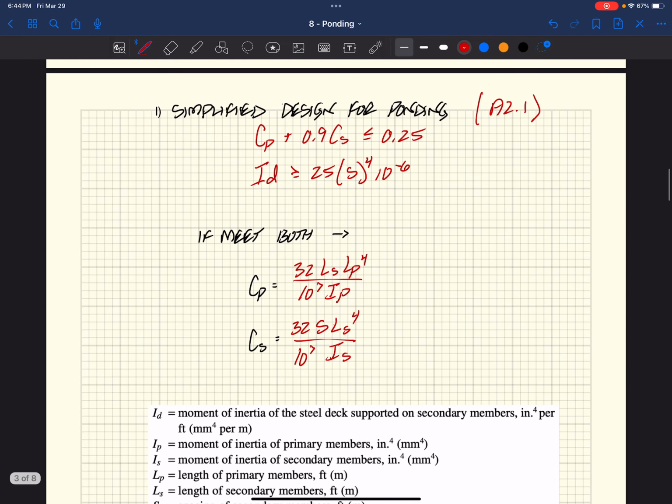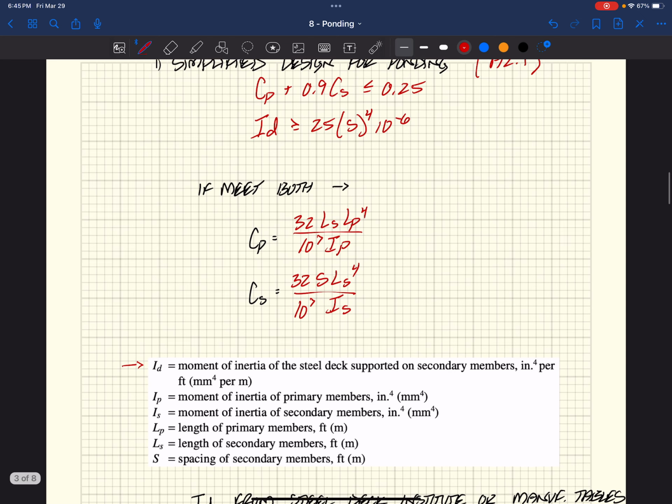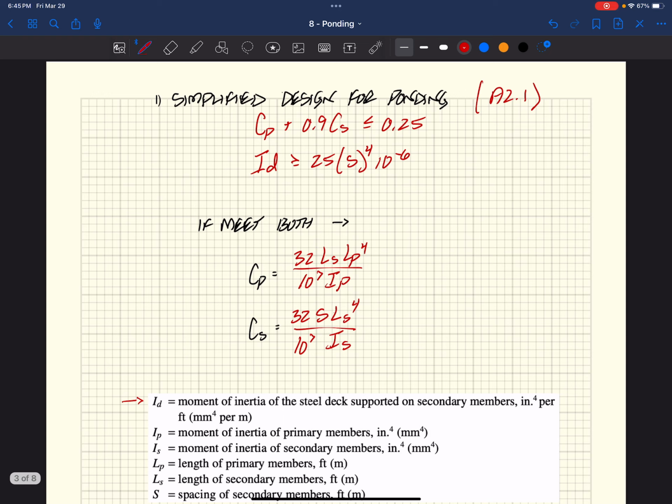So looking at CP and CS, CP plus 0.9 CS has to be less than or equal to 0.25. If that equation holds true, along with ID, the moment of inertia of the steel deck supported on secondary members, which a lot of times comes out to be a metal deck. If the moment of inertia of that deck is greater than or equal to 25 times S to the fourth, that's the spacing of the deck, or the span of the deck, times 10 to the negative sixth, and the first equality holds true, then you do not have to worry about ponding.